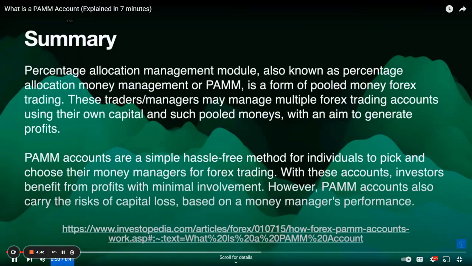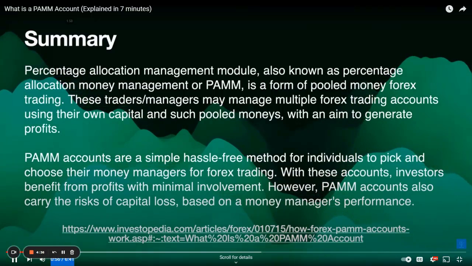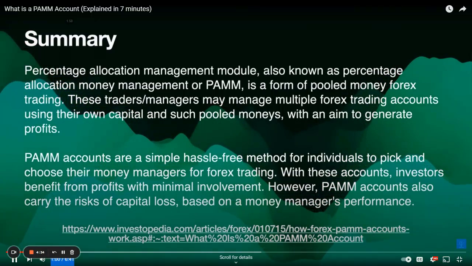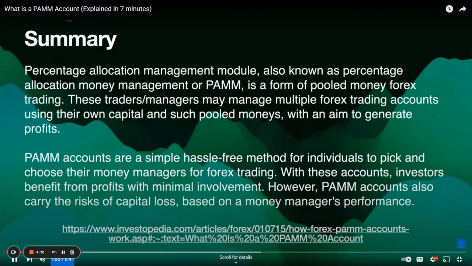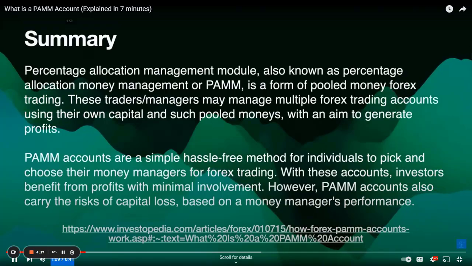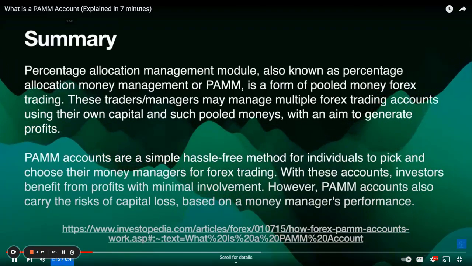A PAM account stands for Percentage Allocation Money Module, also known as Percentage Allocation Money Management, or PAM. It is a form of pooled money, and it can be used for forex and even crypto trading. These traders and managers may manage multiple forex or cryptocurrency trading accounts using their own capital and such pooled monies, with an aim to generate profits.